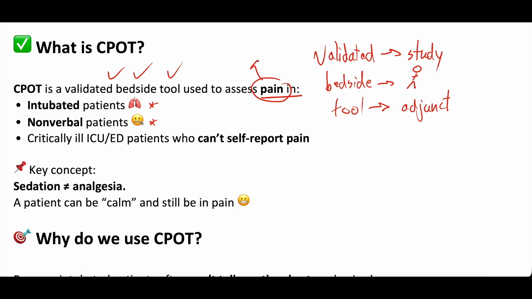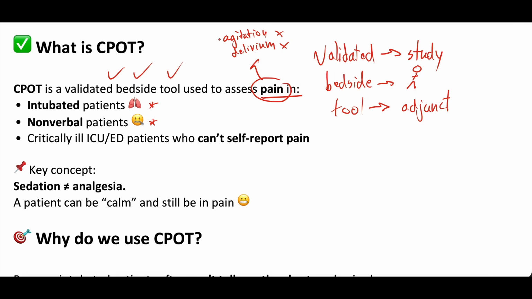This is a very specific type of condition, right? This isn't agitation. This isn't delirium. This is pain. And we treat these conditions with different approaches, which is why it's so important. So this is used to identify pain.